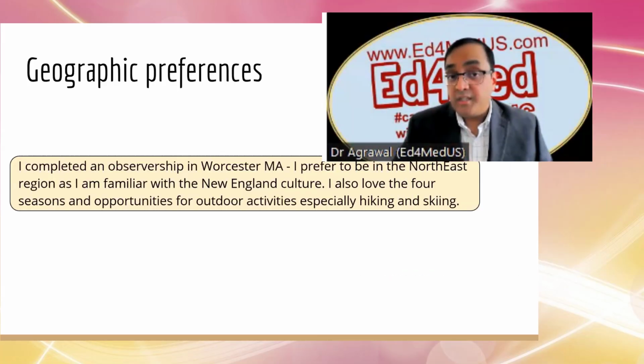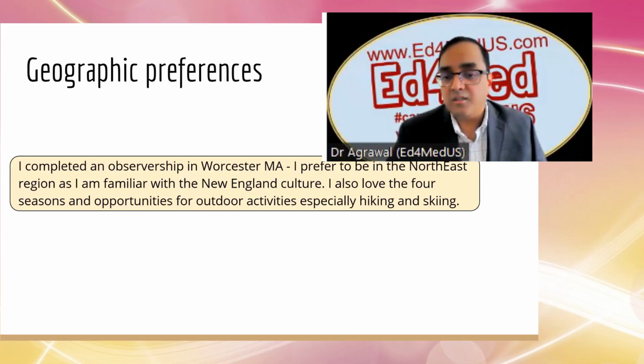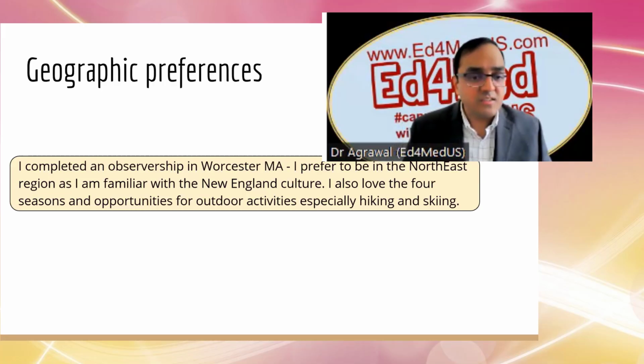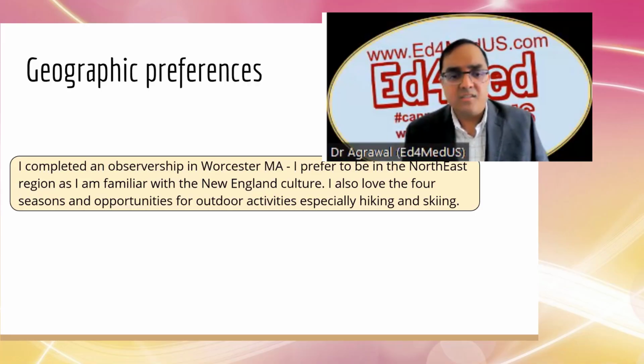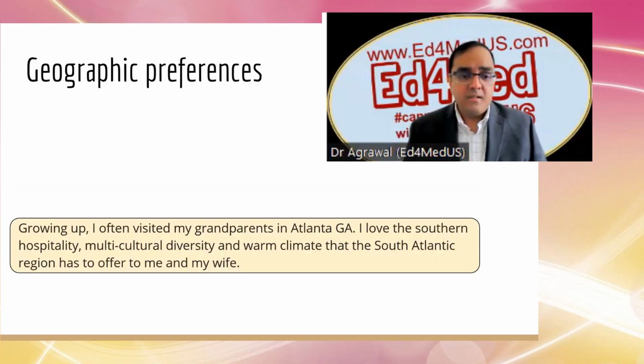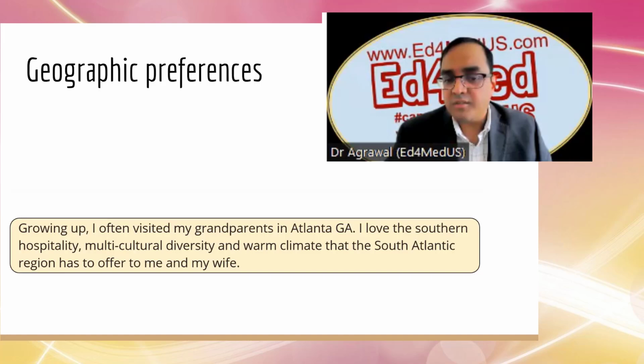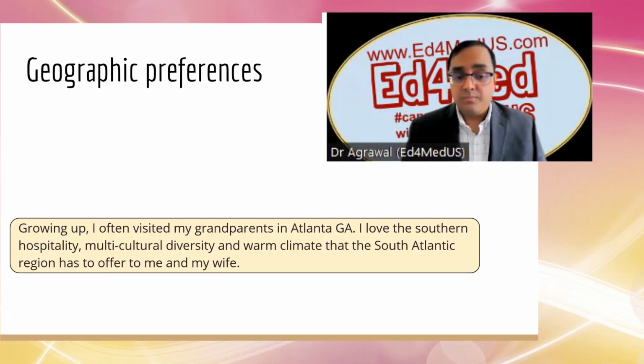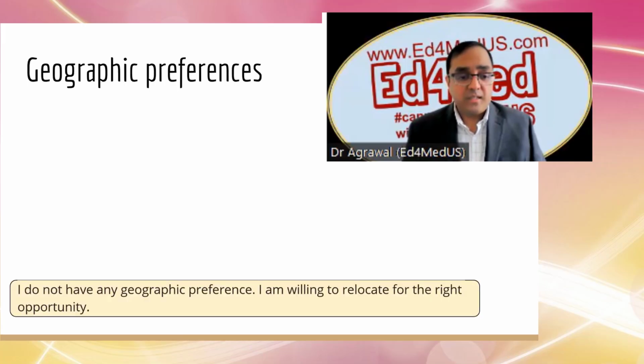Another reason you can give for a geographic preference: I completed an observership in Worcester, Massachusetts. I prefer to be in the Northeast region as I'm familiar with the New England culture. I also love the 4 seasons, opportunities, outdoor activities, hiking and skiing. You can give that example. And this is another example that you can give. Growing up, I often visited my grandparents in Atlanta, Georgia. I love the Southern hospitality, multicultural diversity, and warm climate the South Atlantic region has to offer to me and my wife. So it's okay, you can certainly talk about this also if you have a preference for that region.